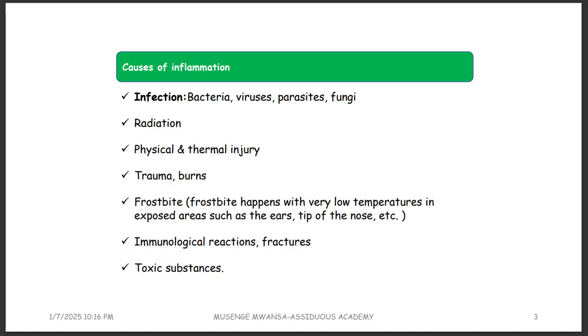What causes inflammation? Infections. Infections are caused by microorganisms like bacteria, viruses, parasites, and fungi. Radiations can as well cause inflammation. Physical and thermal agents, trauma, burns. Also, frostbite. This is where it happens when there is very low temperature in exposed areas. For example, if the ear or the nose has got very low temperature, inflammation can happen. Immunological reactions, fractures, toxic substances, all these can cause inflammation.